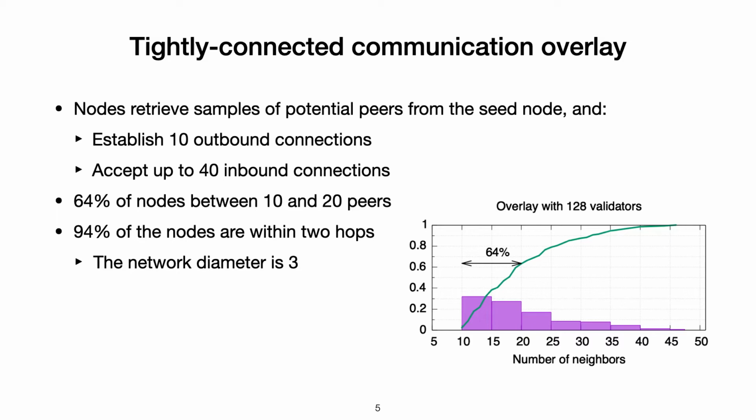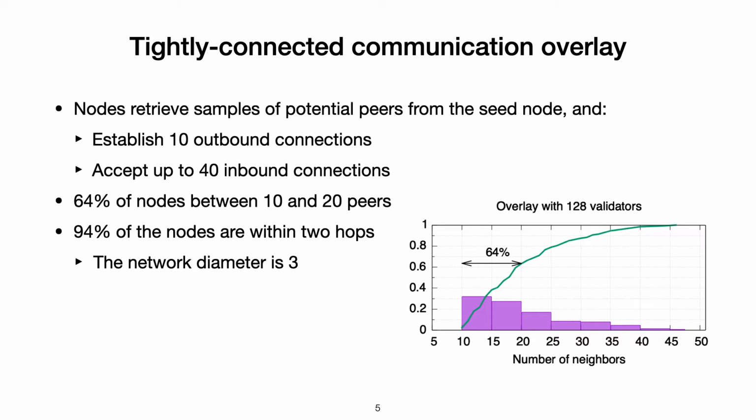To build the network, nodes first retrieve samples of potential peers from the seed node. Then, each node tries to establish 10 outbound connections with potential peers. In addition, each node can accept up to 40 inbound connections. The graph presents the distribution of neighbors, that is, the number of connections established or accepted by each node in the experiment. Notice that all nodes have at least 10 established connections, and that most of the nodes, 64% of them, have between 10 and 20 connections.